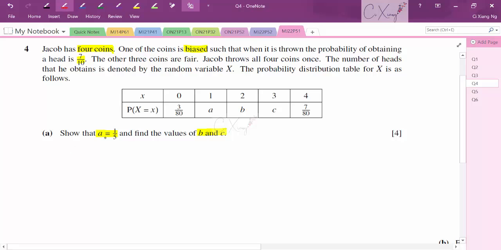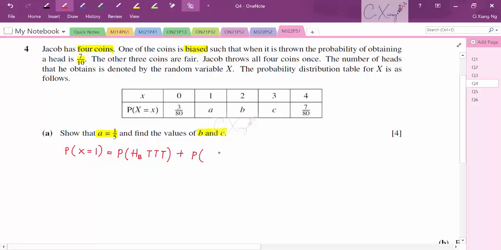For the probability a, it is when X equals 1. X equals 1 means that you obtain 1 head and 3 tails. Therefore, to calculate the probability for a, I need to figure out how many cases I have for X equals 1, where 1 means you are having 1 head and 3 tails. First of all, I might have the head appear on the biased coin, and all the other 3 fair coins are tails. This is the first case, where you can see that we are obtaining 1 head when throwing all the 4 coins.